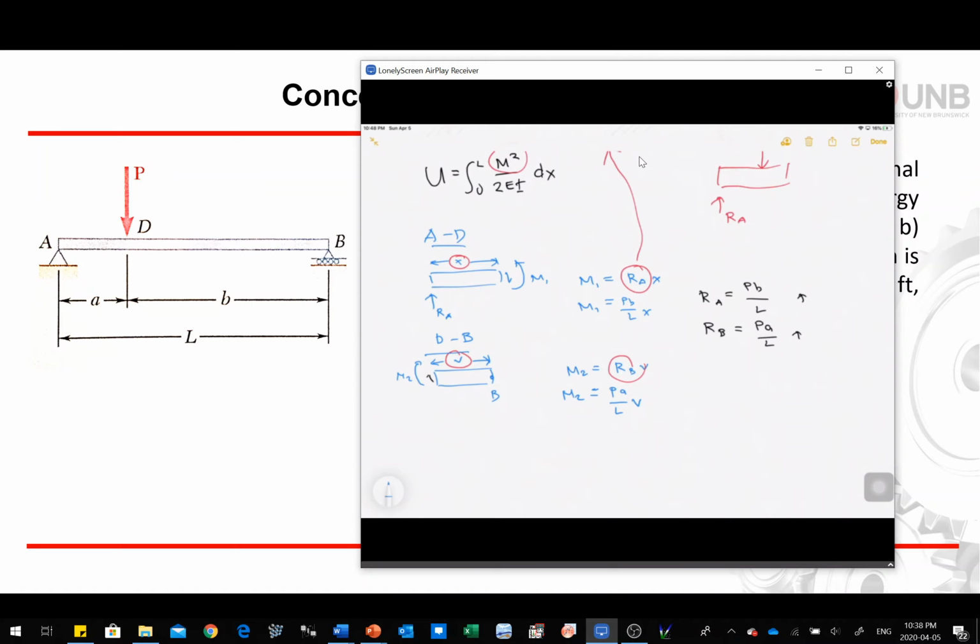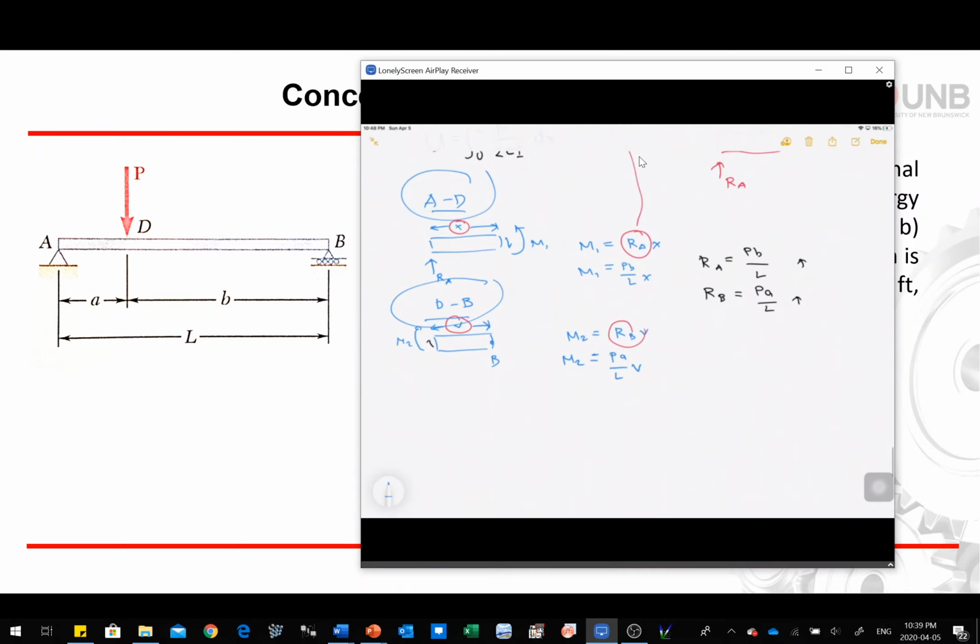You want to calculate the strain energy for AD. Now you want to calculate separately the strain energy for DB. So again, you can have a different reference point if you do this method. So now let's calculate for our strain energy U. For strain energy U, that's equivalent to U AD plus UDB.